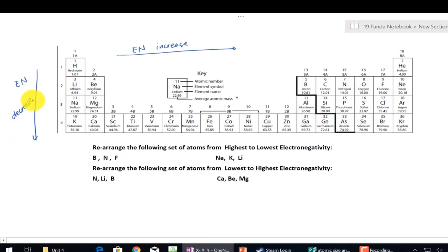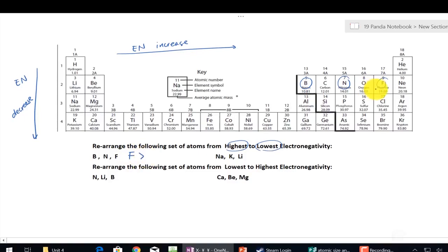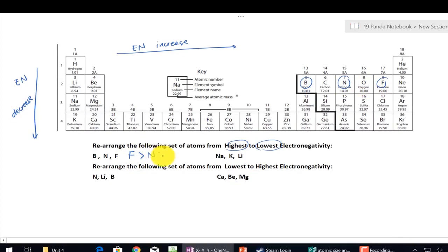So for this task, we are going to rearrange the following set of atoms from highest to lowest electronegativity. Here I have B, N, and F. So B is right there, N is right there, F is right there. I circle them so that I know where they are on the periodic table. We are looking from the highest to the lowest, and we remember that it's increasing this way. So the highest will be all the way over here. Of course, it's going to be F, that would be the highest, followed by N, and lastly, followed by B, which is boron. So that's how you do it.